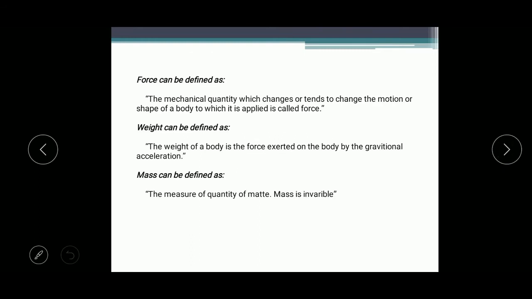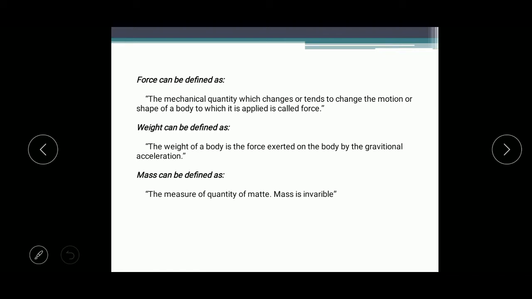Now if you see, force is a physical fundamental quantity. It has to be measured for a number of applications and hence its measurement is very important. There are a number of devices to measure force. First we will see the terms related to force. Force can be defined as a mechanical quantity which changes or tends to change the motion or shape of a body to which it is applied. It is called force.